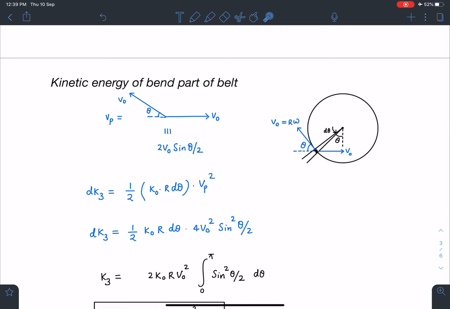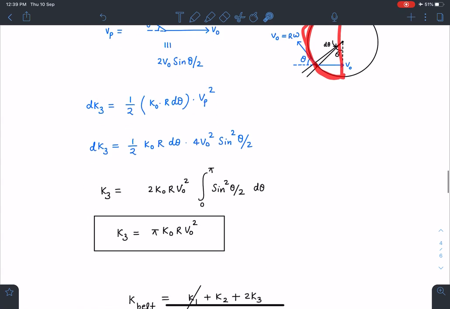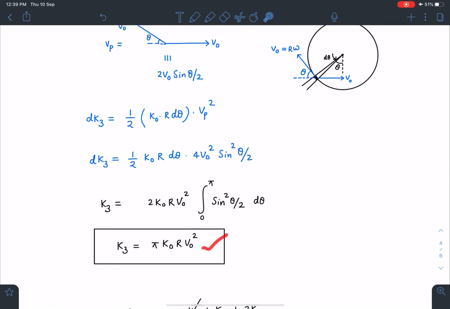Now the kinetic energy of this part I can write as half dm into v particle square. Dm is going to be K naught into the length of this, which is r d theta. So K naught r d theta is the mass of it. V particle square is 4 V naught square sine square theta by 2. When I substitute and integrate from 0 to pi, I'm going to get the answer as pi K naught r V naught square. This is the energy of the bend part of the left half.